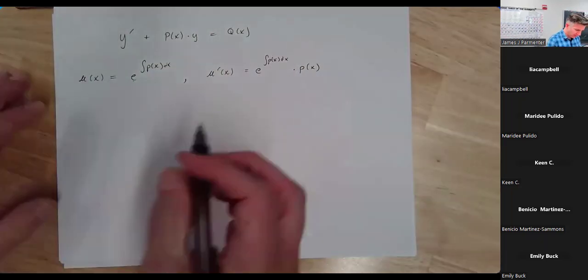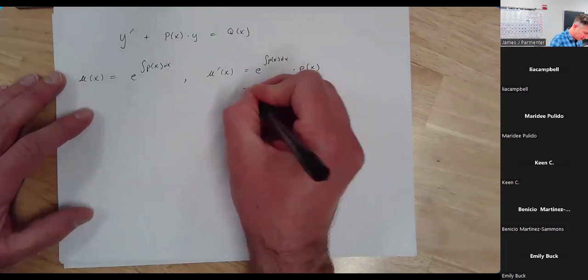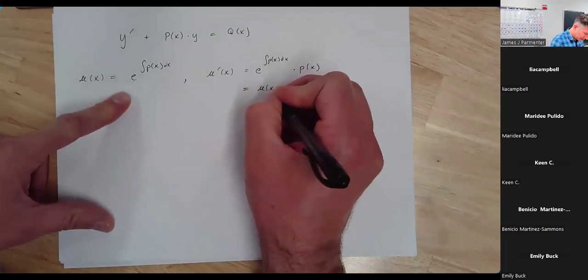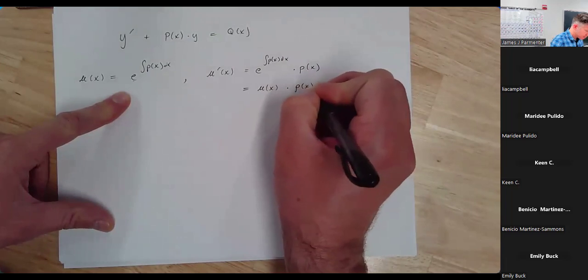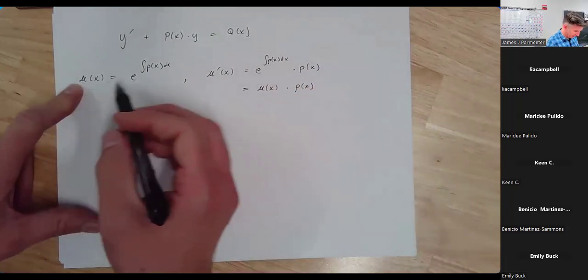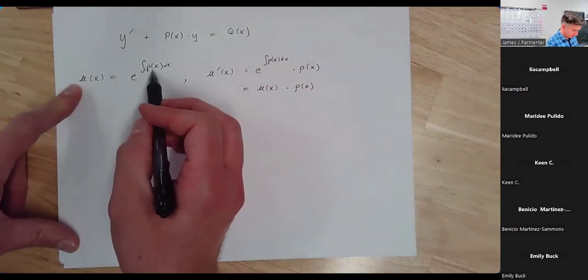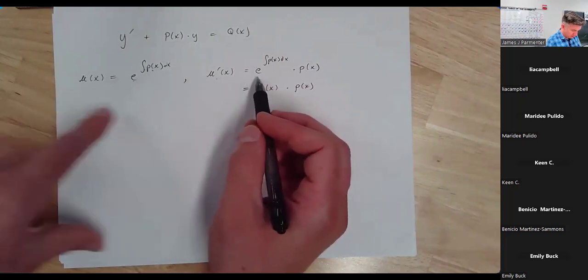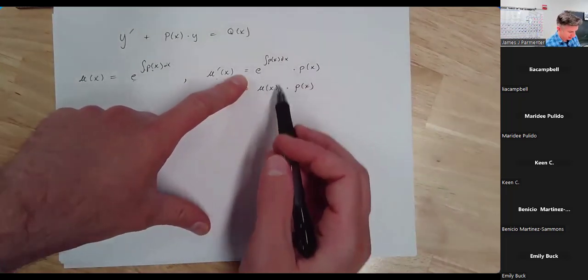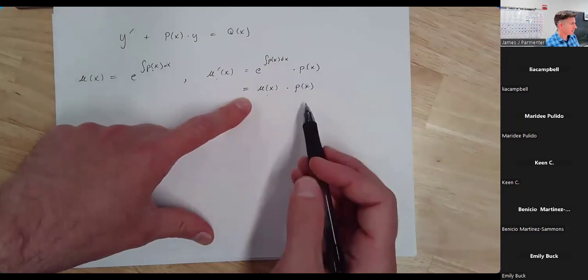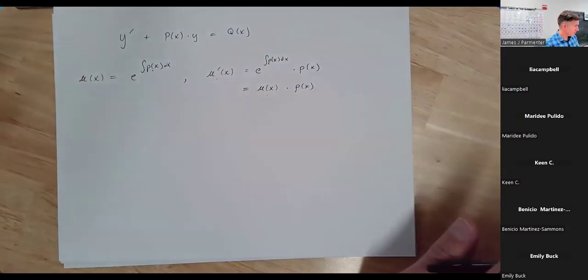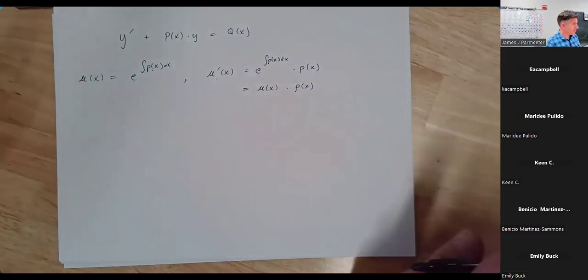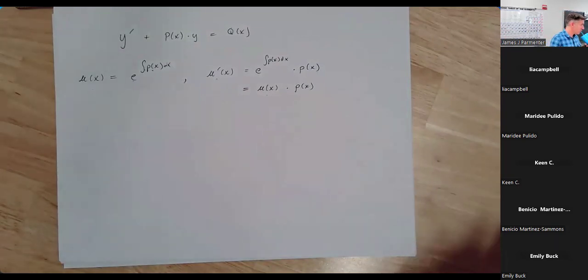Okay, so I'm going to write one more thing here. This is really equal to mu of x times p of x, right? Because mu of x is e to the integral of p of x. So the derivative of mu of x is equal to e to the integral of p of x, aka mu of x, times p of x. Okay. Definitely a good time to ask questions if you have questions.